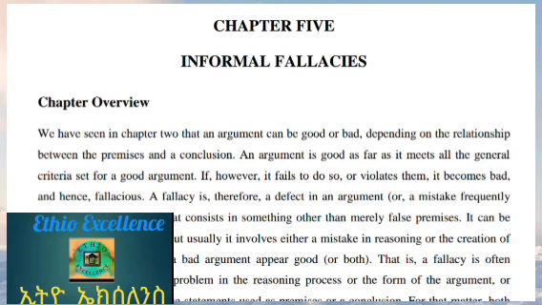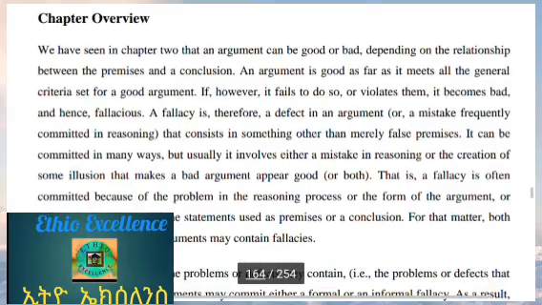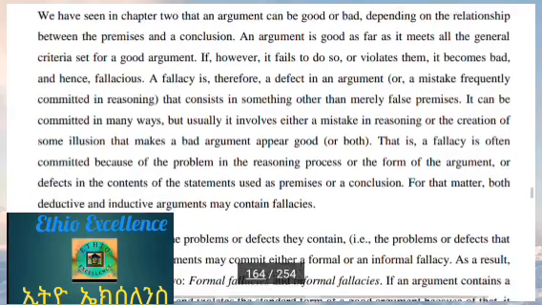5 Informal Fallacies. We have seen in chapter 2 that an argument can be good or bad depending on the relationship between the premise and the conclusion. And an argument is good as far as it meets all general criteria set for a good argument. But if it fails to do so or violates them, it becomes bad and it's called fallacious.